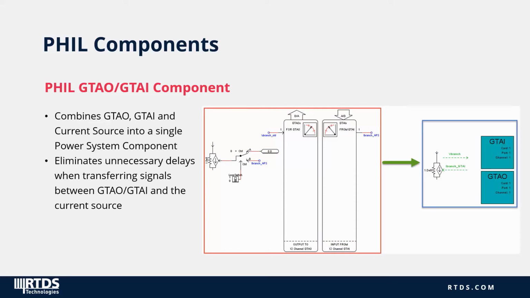Lastly, I'd like to talk about the power hardware and loop GTAO/GTAI component. What this component does is it combines the GTAO, GTAI, and current source component into a single power system component. And the idea is that by doing so, we can eliminate any unnecessary delays when transferring the signals from the GTAO or GTAI component between the current source.